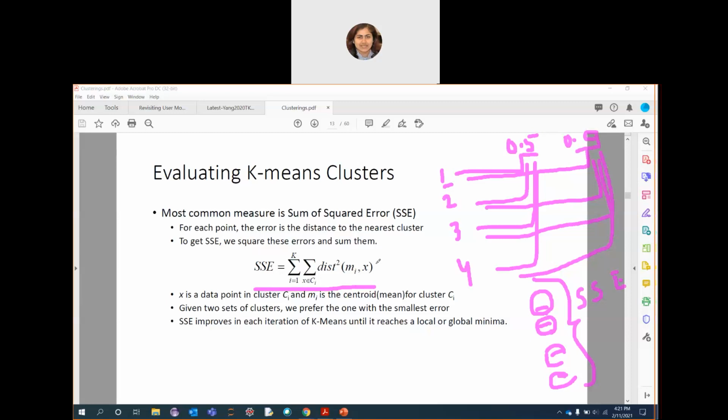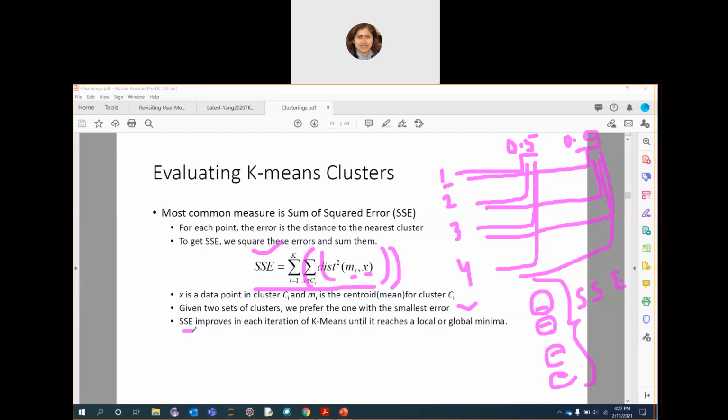So first you need to find the square of the distance. How do you find the distance? The distance between the centroid and the data point, where Mi is the centroid or mean for the cluster Ci. Take the square, then add all of them together and it will give you the SSE. If you have two sets of clusters and you have multiple errors, you have to choose the smallest error. Whichever gives you the smallest error, just pick that and start working on that.